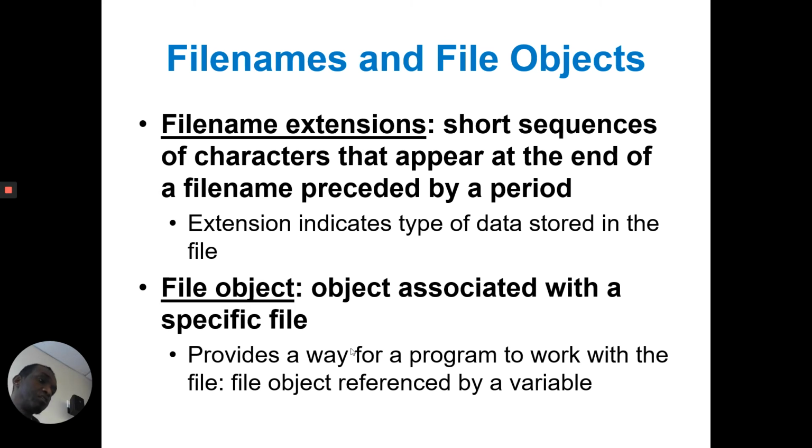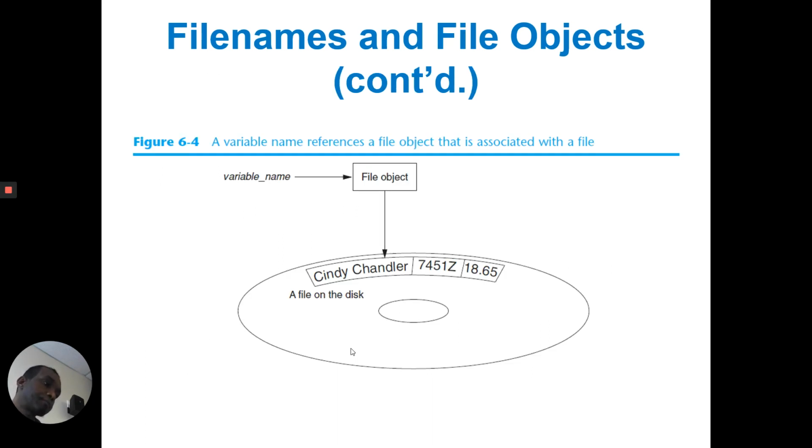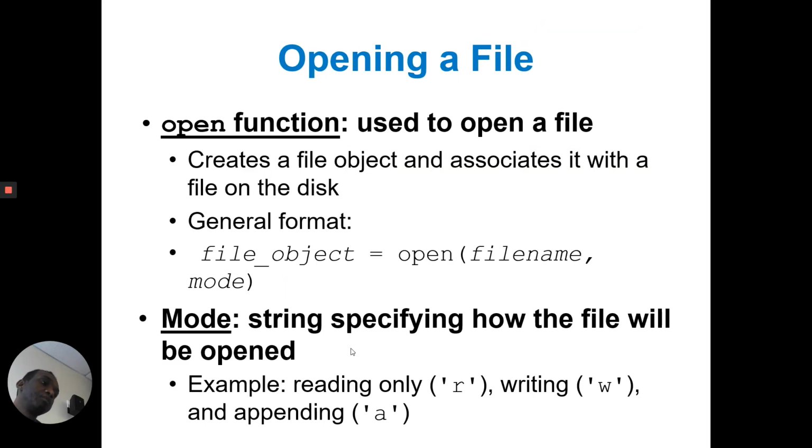A file object is associated with a specific file and provides a way for a program to work with the file. The file object is referenced by a variable. So a variable name refers to a file object that is associated with the file. Now, opening a file: if you're trying to read or write any of these files, we have functions built into each language that you can use. The open function is used to open a file, creates a file object, and associates it with a file on the disk. The general format is the file object, then open, and then whatever the file name is, and the mode. Mode meaning, are you reading, are you writing to it, whatever you're doing.